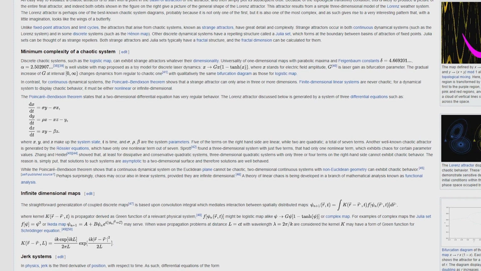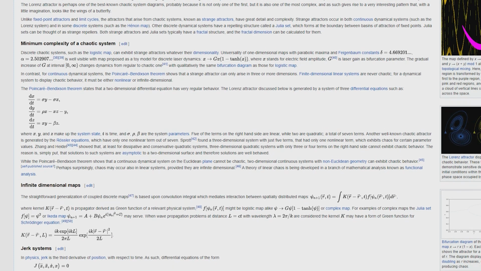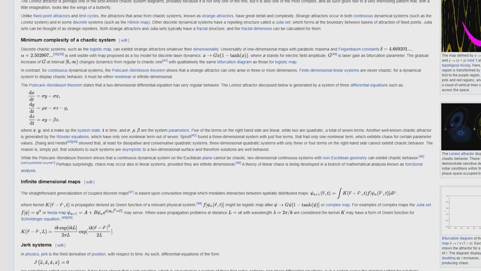Universality of one-dimensional maps with parabolic maxima and Feigenbaum constants δ = 4.669201 and α = 2.502907.